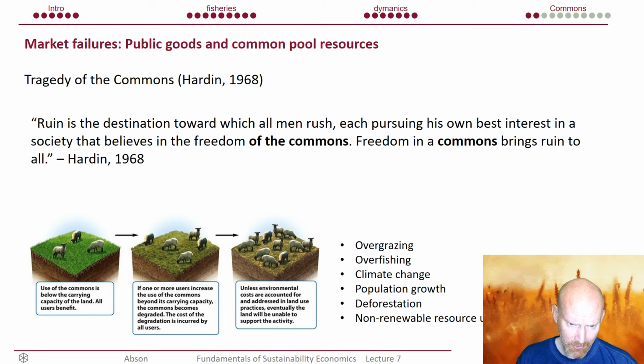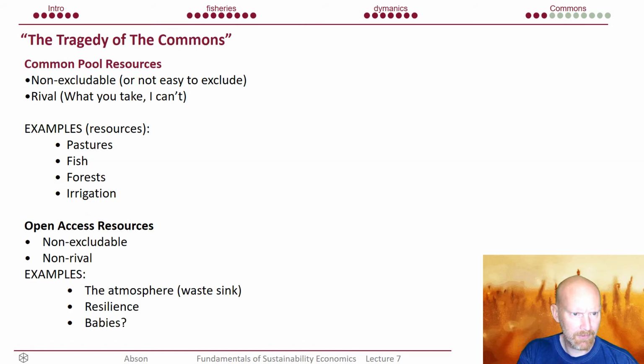And we kind of see this outcome in things like overgrazing in communal pasture land and overfishing. Climate change could be seen as an example of that. So I get all the benefits from burning a ton of fossil fuels in my car, if I had a car, and the costs are spread among 7 billion people, so I keep doing it. Population growth has been suggested as another example, as well as deforestation and non-renewable resource use.